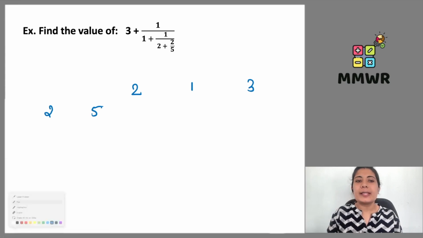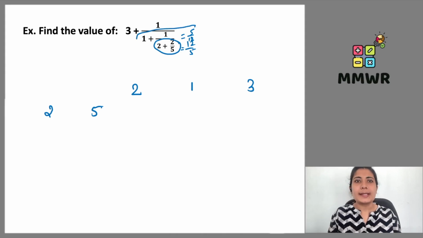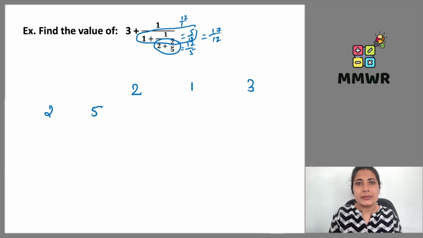2 plus 2 upon 5 is nothing but we will be simplifying this, which gives me 5 times 2 is 10 plus 2, 12 upon 5. Okay? इसको simplify करके 12 upon 5 है, but this is in the denominator of 1. 1 upon 12 upon 5. So 1 upon 12 upon 5 will make it 5 upon 12. Right? So 1 plus 5 upon 12. 1 plus 5 upon 12 is going to give me 17 upon 12. Right? So 3 plus 1 upon 17 upon 12 will become 12 upon 17. So this has become like 3 plus 12 upon 17.